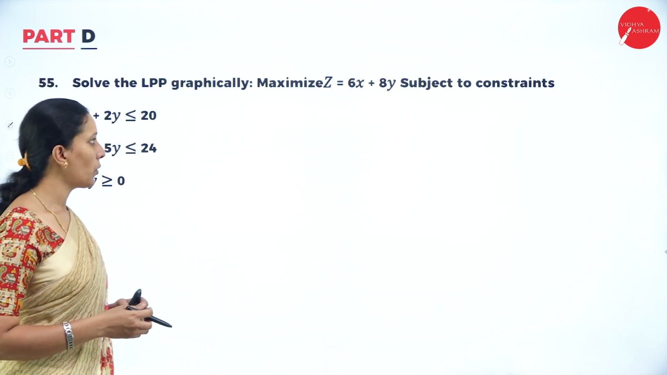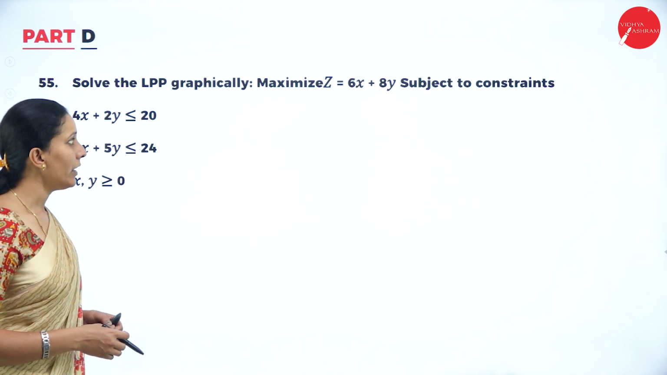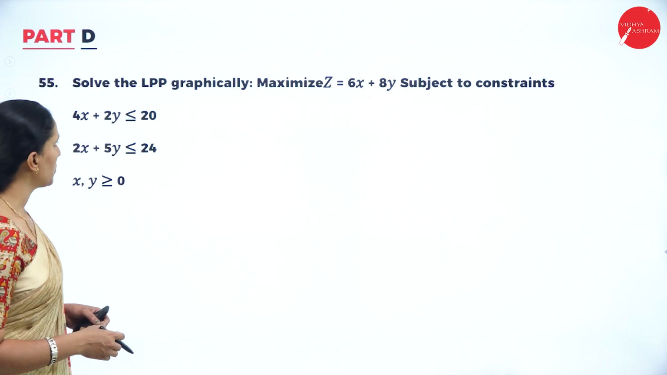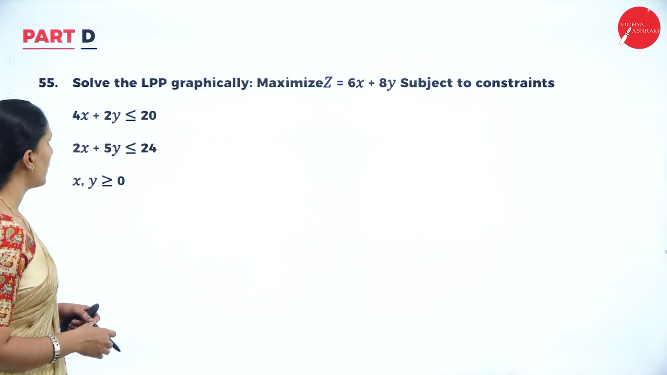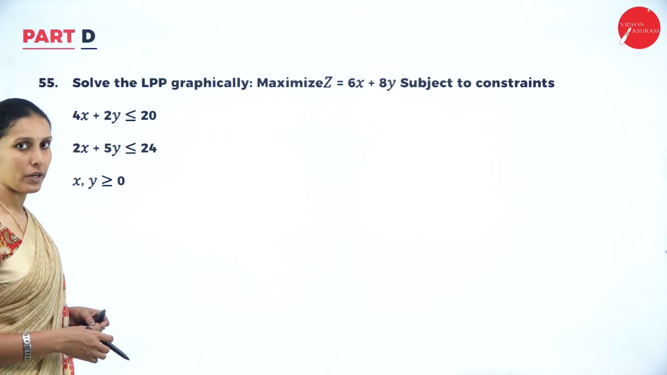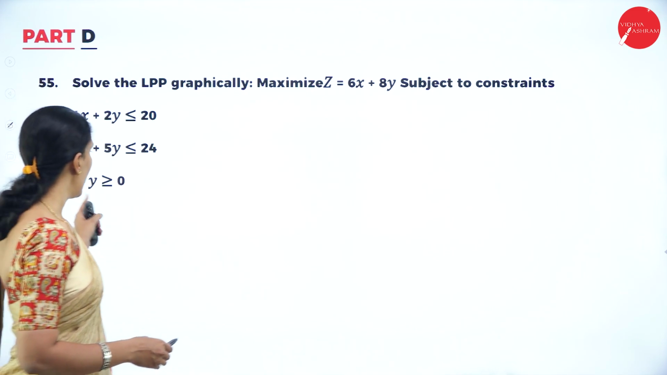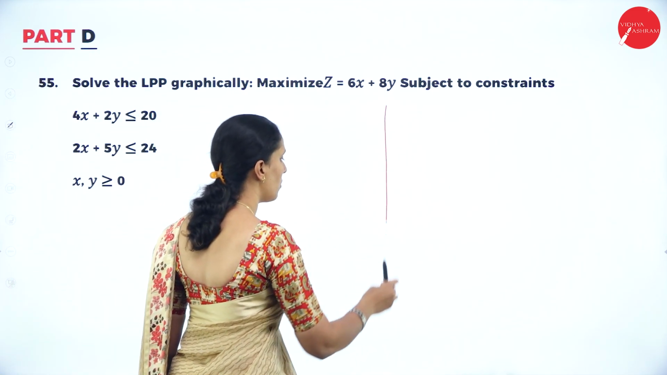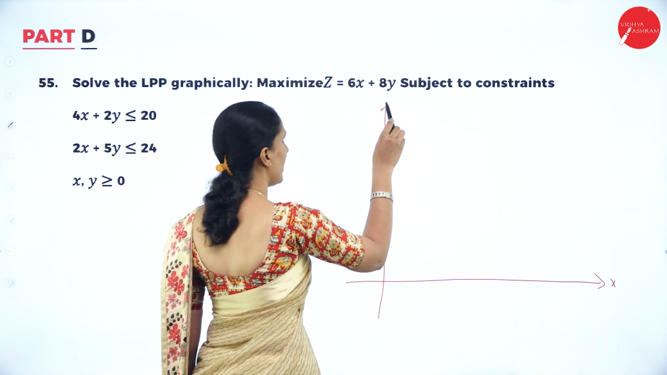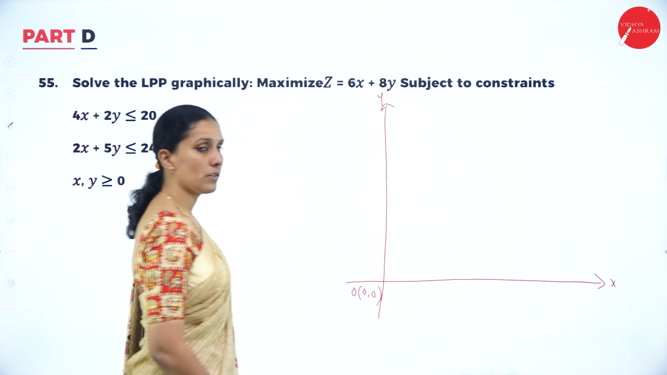Next, we have one question on linear programming problem. Solve the LPP graphically. Maximize z is equal to 6x plus 8y subject to constraints 4x plus 2y less than or equal to 20, 2x plus 5y less than or equal to 24, and x, y greater than or equal to 0. So here x, y greater than or equal to 0 means my solution lies in the first quadrant. So this is x, y, origin is 0, 0.